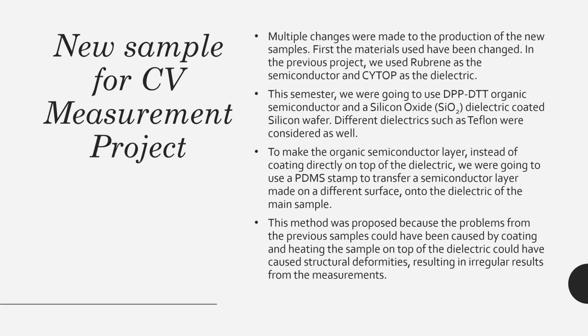To make the organic semiconductor layer, instead of coating directly on top of the dielectric, like what we were doing from last semester, we were going to use a PDMS stamp to transfer a semiconductor layer made on a different surface onto the dielectric of the main sample. This method was proposed because the problems from the previous samples could have been caused by coating and heating the semiconductor's layer on top of the dielectric layer, which could have resulted in structural deformity, resulting in irregular results from the measurements.